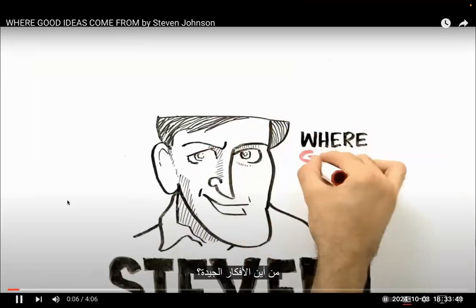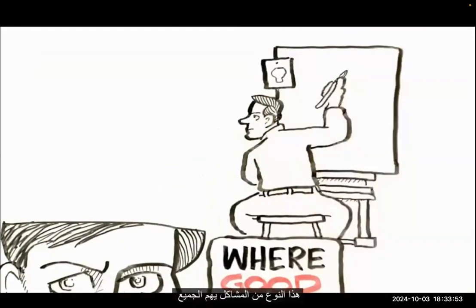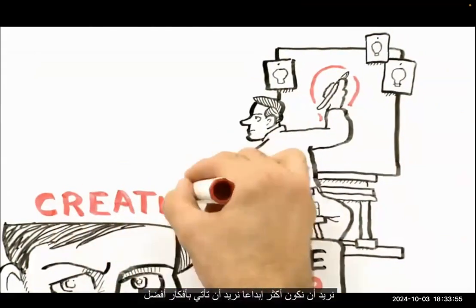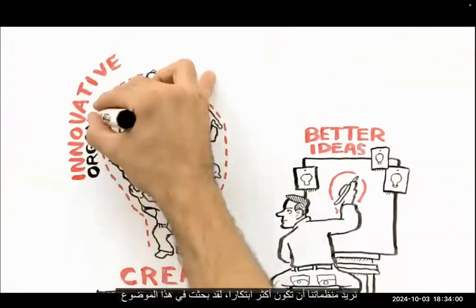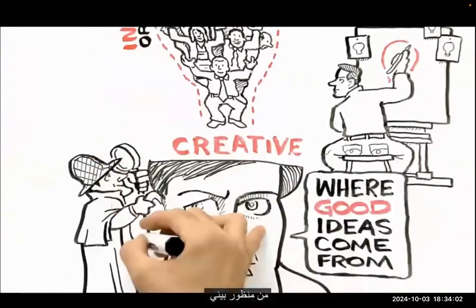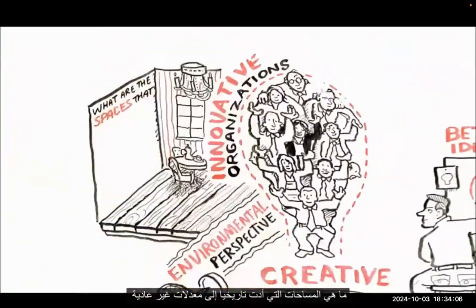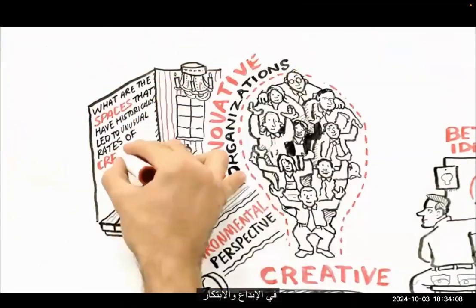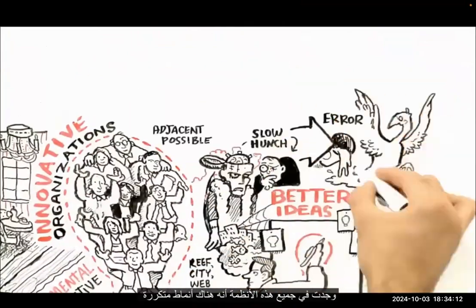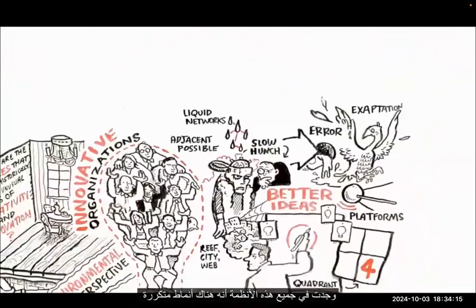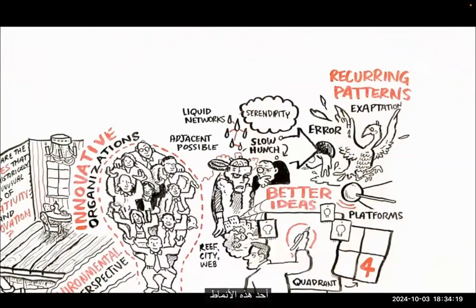This question of where good ideas come from. It's the kind of problem I think all of us are intrinsically interested in. We want to be more creative, we want to come up with better ideas, we want our organizations to be more innovative. I've looked at this problem from an environmental perspective. What are the spaces that have historically led to unusual rates of creativity and innovation? And what I've found in all of these systems, there are these recurring patterns that you see again and again that are crucial to creating environments that are unusually innovative.